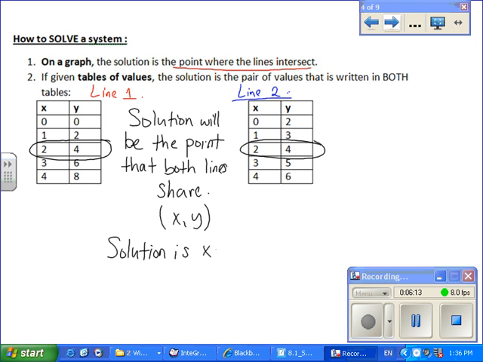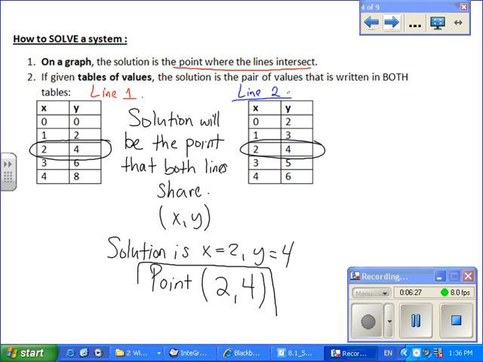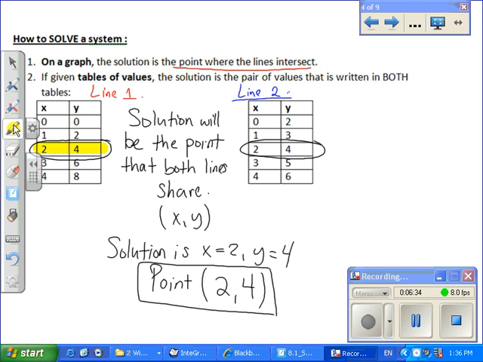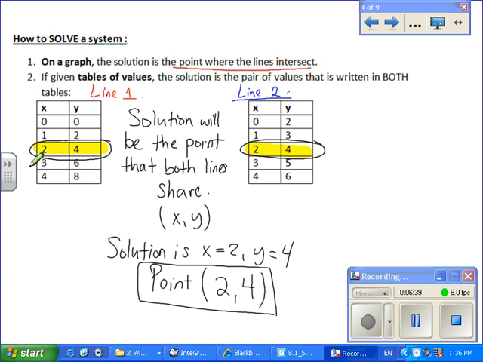So I can see here that the solution is, well, I see that x equals 2 and y equals 4, which means that is the point. If I wrote those coordinates as a point, x comes first, so 2, and then y comes next, that's the point 2, 4. So without even having to graph this one, if I'm given tables of values, I can immediately just simply highlight or see that the point that they both share will be the solution. Okay? And you could do this if you're given two equations. You could come up with two tables of values, and that's one way to solve for the solution.